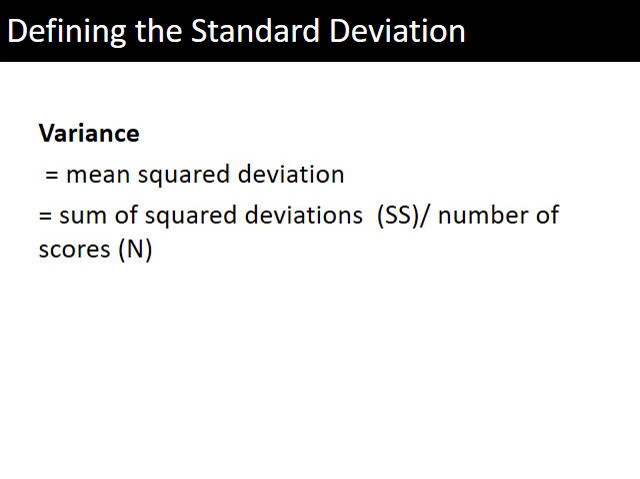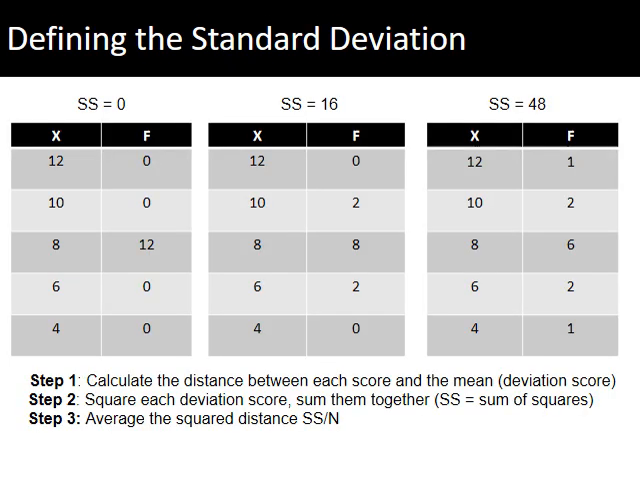Okay, and the formula for variance is the sum of squared deviations divided by the total number of scores. This is step 3. So just to recap, we've calculated the distance between each score and the mean. That was step 1, arriving at a deviation score equivalent to the number of scores for each distribution. So there should be 12 different distances.